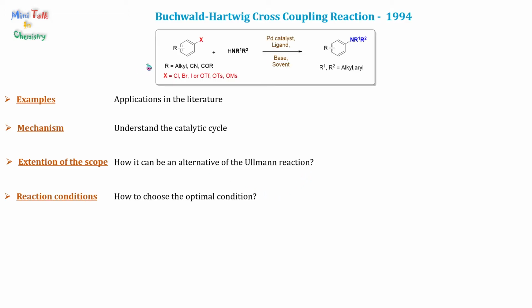In general, this reaction takes place between an electrophile partner such as an aryl or heteroaryl halide or pseudohalide such as triflate, tosylate, or mesylate, and a nucleophile partner like a primary or secondary amine, in the presence of a palladium catalyst, a phosphine ligand and a base, to provide a secondary or tertiary amine.